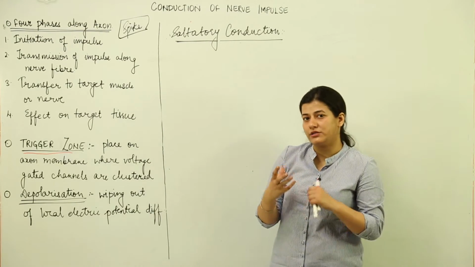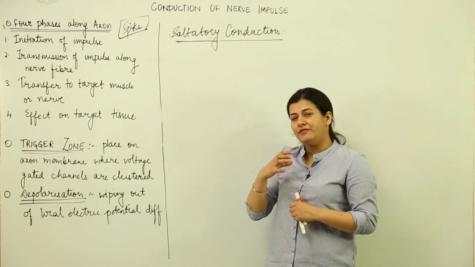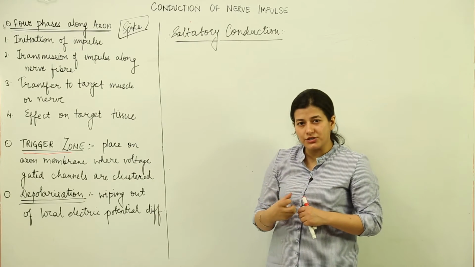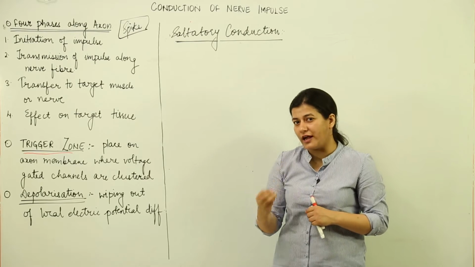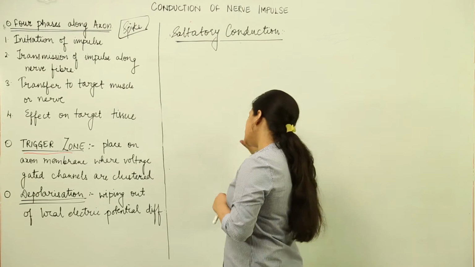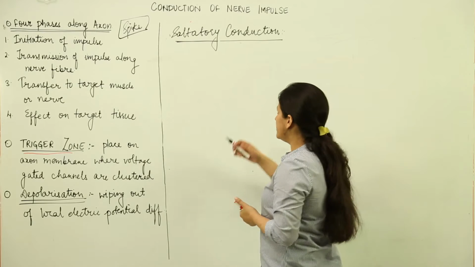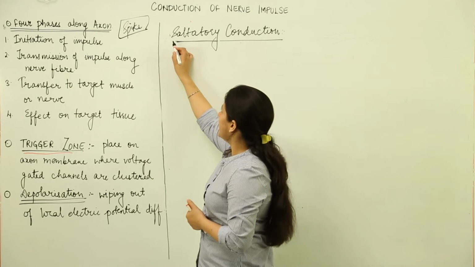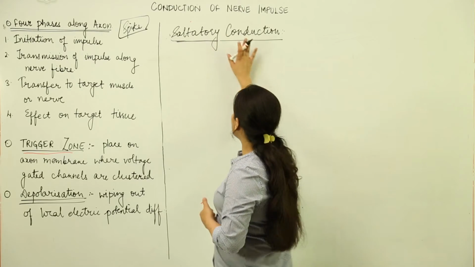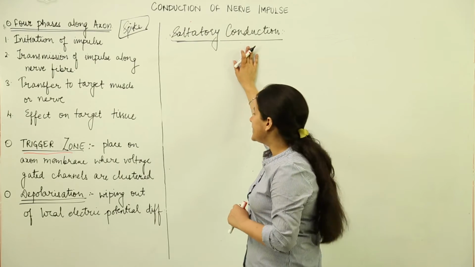We did talk about a term known as myelin sheath, and we talked about myelinated neurons, and we talked about nodes of Ranvier. So what is the role of those parts of the neuron? First of all, let's break this term. This is conduction. We know what conduction is. We are dealing with that.